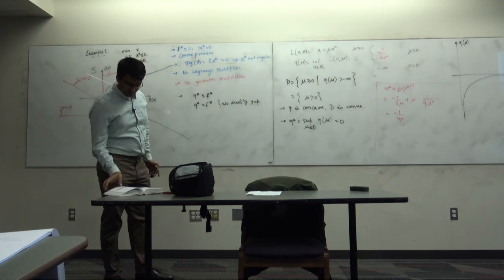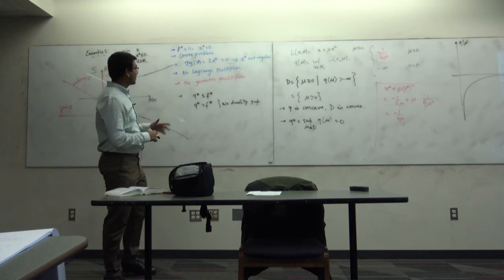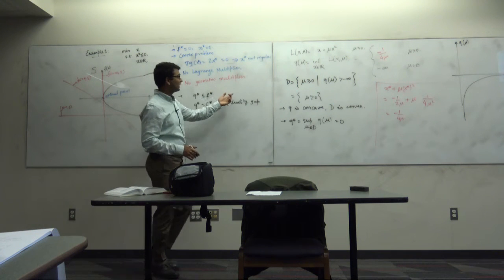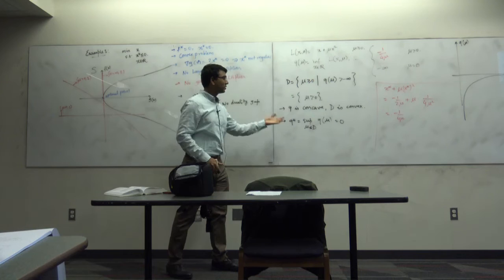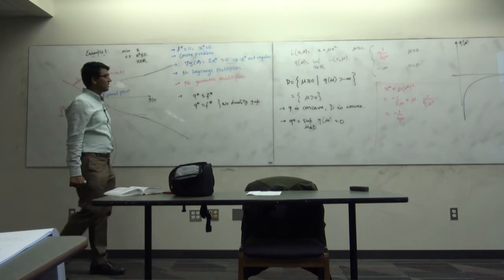Where is that? Oh, so the set of geometric multipliers is the same as the set of optimal dual solutions. There is no optimal dual solution. There is no geometric multiplier. Okay.